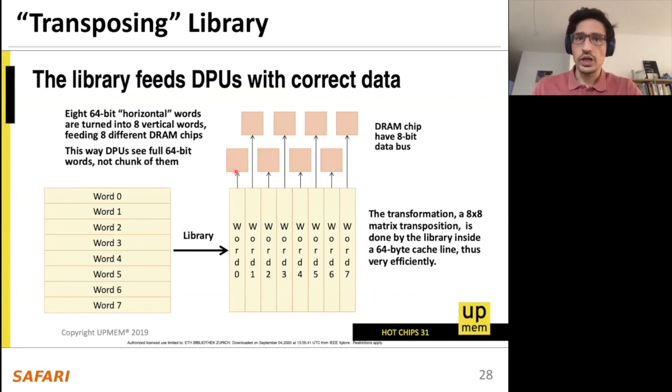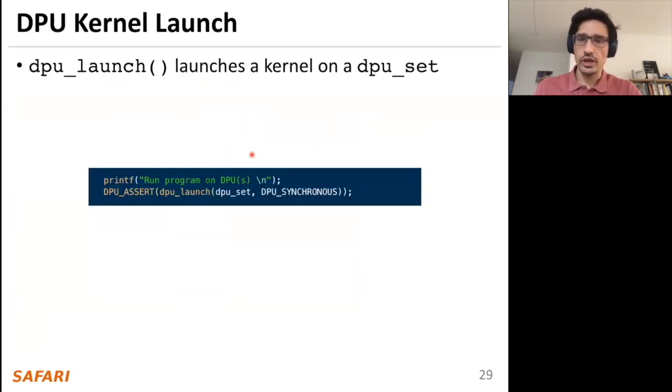So in order to enable that, what the UPMEM runtime system has is something like a transposing library that somehow rearranges in an efficient manner the data and shifts from a horizontal layout to a vertical layout, such as the copy is performed in the appropriate way for the DPUs to be able to access the data they need to operate on.